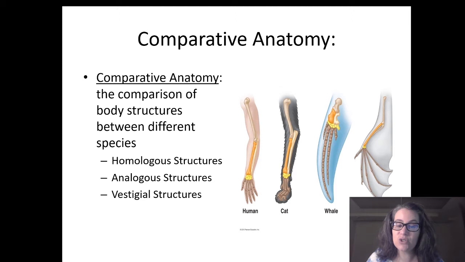There are analogous structures that are similar because of convergent evolution or environmental factors, but do not share a common ancestry. Usually these look similar maybe at first glance, but upon closer inspection, these structures are quite a bit different. A good example of this is wings. So bat wings up here, you can see are finger wings, and they have finger bones inside of them.